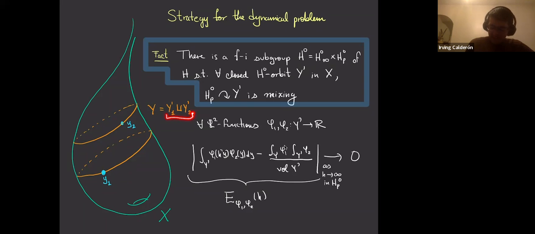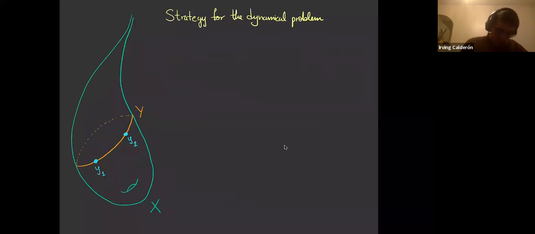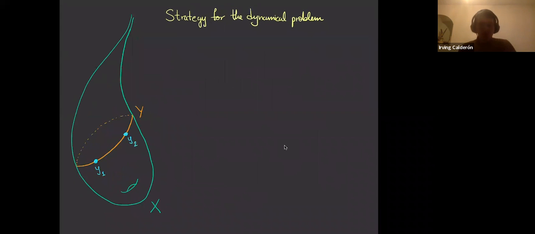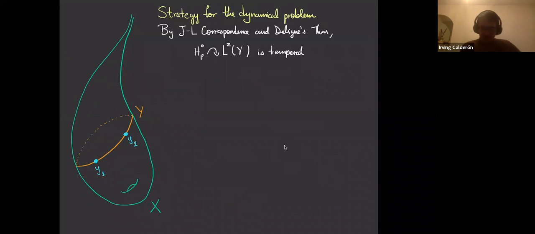Yeah, there are finitely many because H naught has finite index in H. But let's forget about this for a moment and assume that we are working with a single H naught orbit. So the bound for this error term comes from 2D results and holomorphic representations. These are the Jacquet-Langlands correspondence and the Ramanujan theorem. If we combine them, they say that the unitary representation of H_p naught on L2 of Y is tempered.